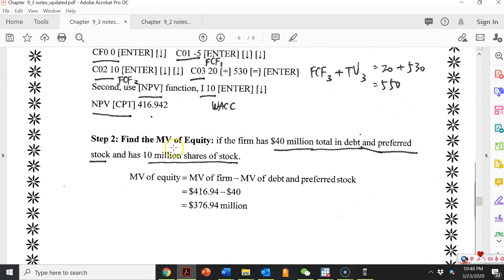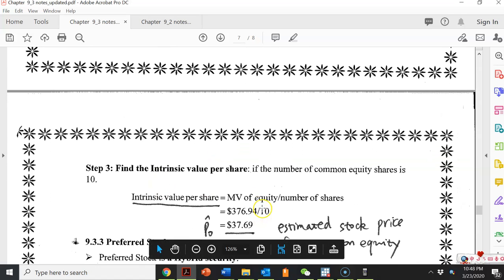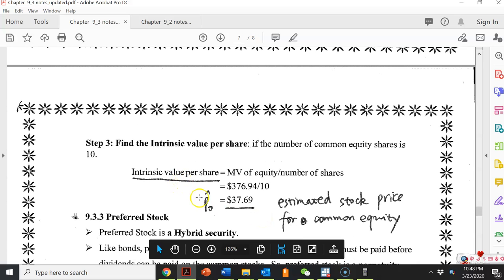Step 2, we can use the firm value that we just solved, 416.94, minus the given, which is given by the question, that the market value of debt and preferred stock is 40 million. Okay, so we have 376.94 million as the market value of equity. It's also given that we have 10 million shares of stock, so we can use the market value of equity divided by the number of shares. 376 divided by 10. So the intrinsic value per share, the stock price, is 37.69.